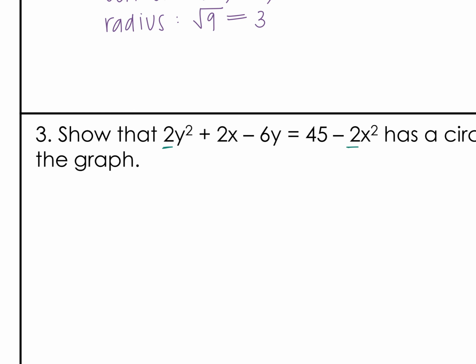Okay, so what I'm going to do is I'm going to divide everything by 2. And like I did in the previous problem, number 2, I'm going to go ahead and group at the same time while I'm doing that. So I'm going to add that 2x squared to the other side and then turn around and divide it. So when I do that, I'm going to get x squared plus x plus my y squared minus 3y is equal to that 45/2.